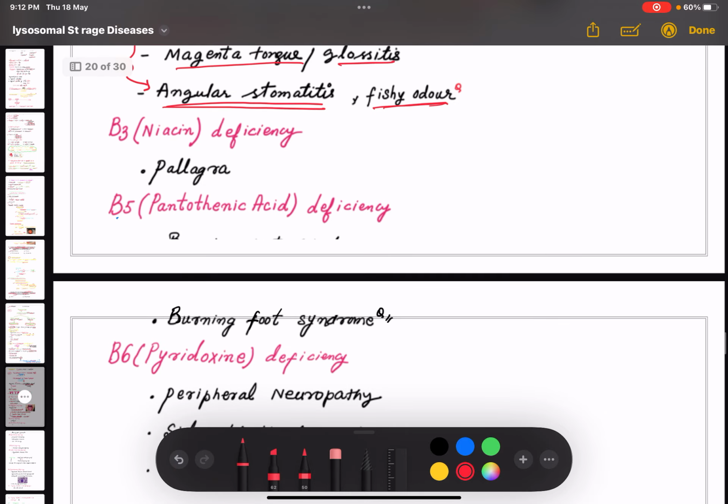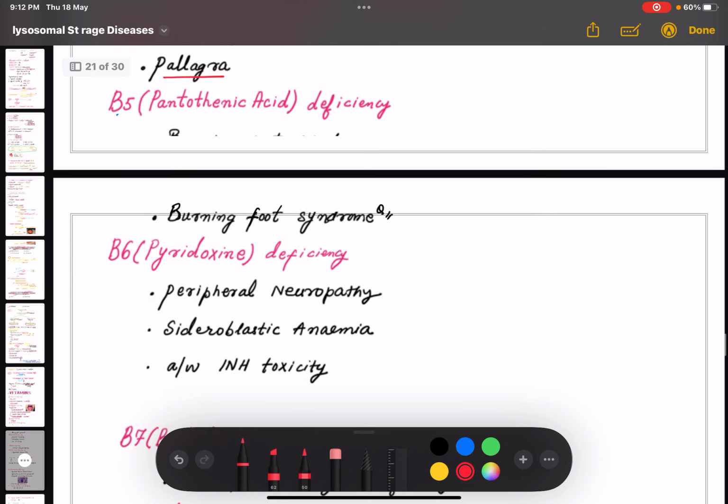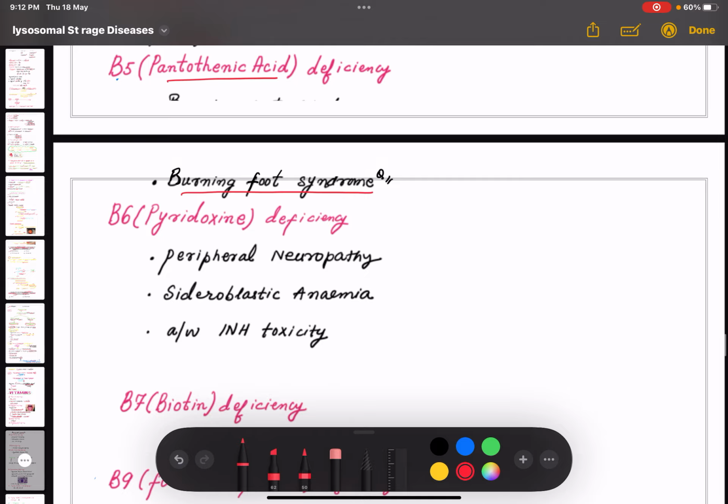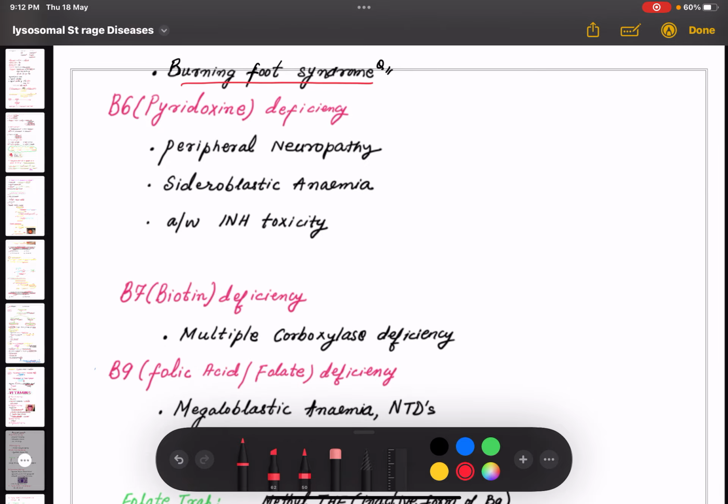And B3, I have talked about this in detail, that niacin deficiency results in pellagra. I have told you the 6 D's of pellagra also. Vitamin B5, also known as pantothenic acid, its deficiency results in burning foot syndrome. B6 deficiency, B6 also known as pyridoxine, results in peripheral neuropathy and sideroblastic anemia.